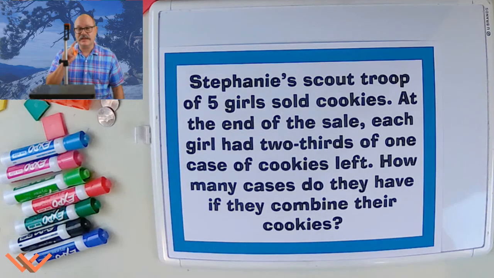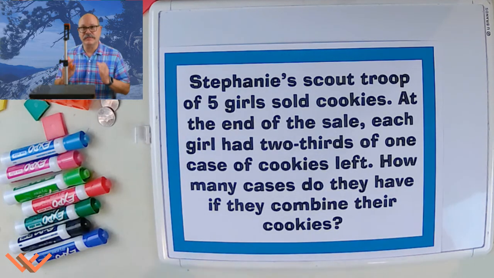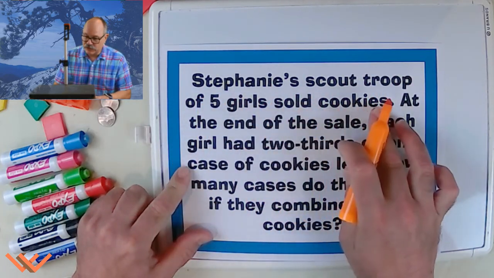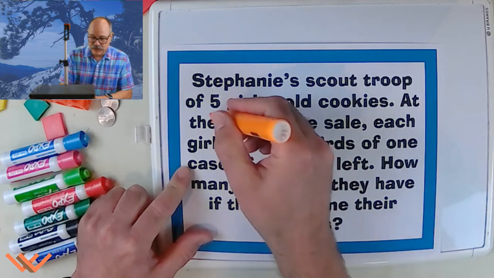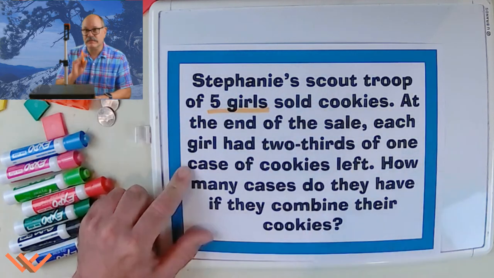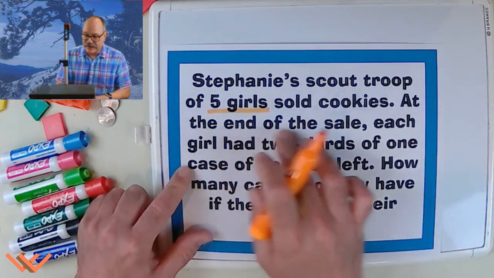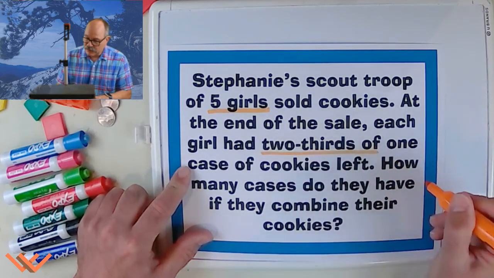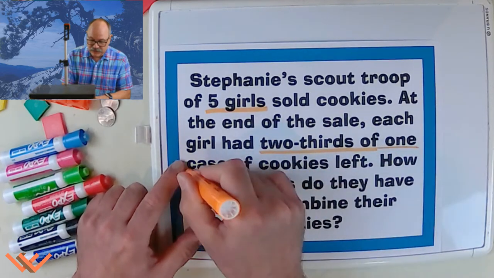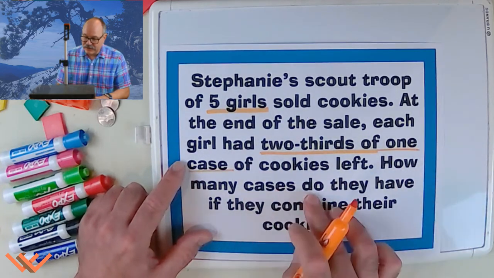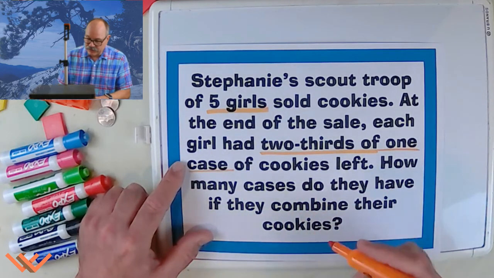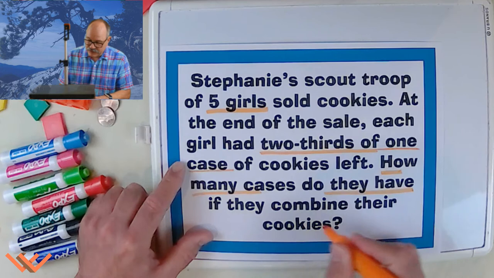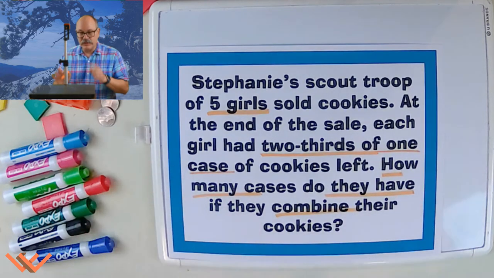Let's take a look at this. Let's highlight the important information. So we're going to reread this. Stephanie's scout troop of 5 girls sold cookies. I'm just going to underline that. I'm not sure if that's relevant yet, but let's take a look. At the end of the sale, each girl had 2/3 of 1 case. Ooh, need that. How many cases do they have if they combine their cookies? How many they have and then combine. Those are some key things.